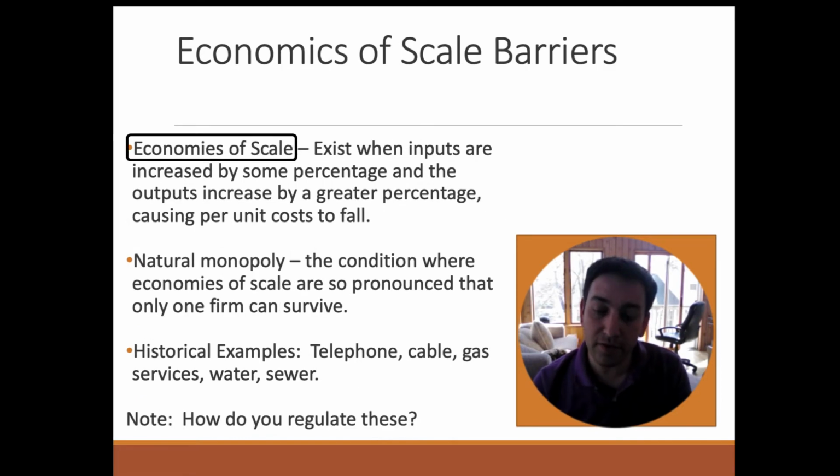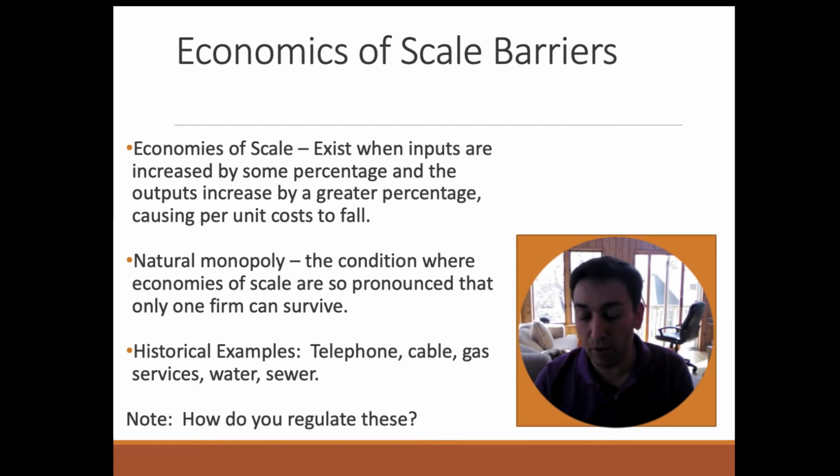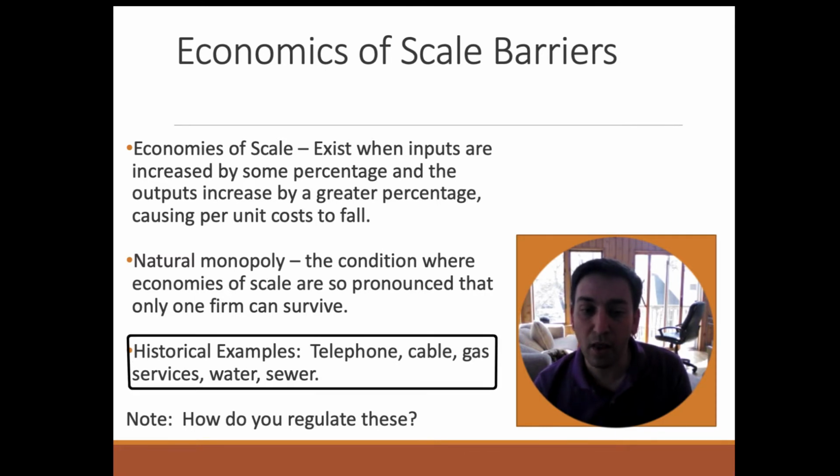Economies of scale. This is the idea that rather than having multiple companies competing, sometimes it makes more sense to have one big company rather than a bunch of little companies. So the way I like to think about it is these are typically companies with large fixed costs but low marginal costs. So think about a telephone company or cable company or water or sewer.